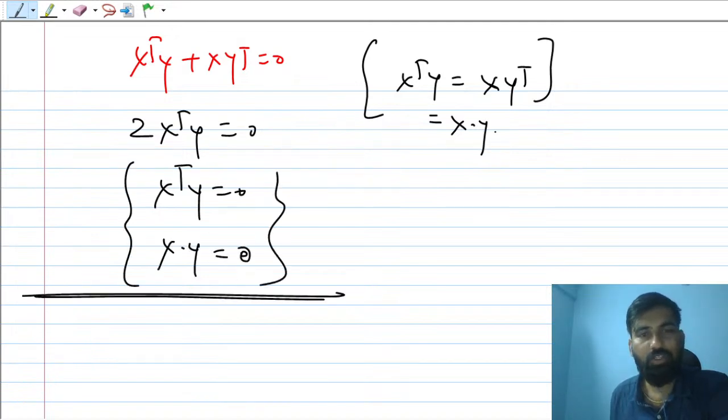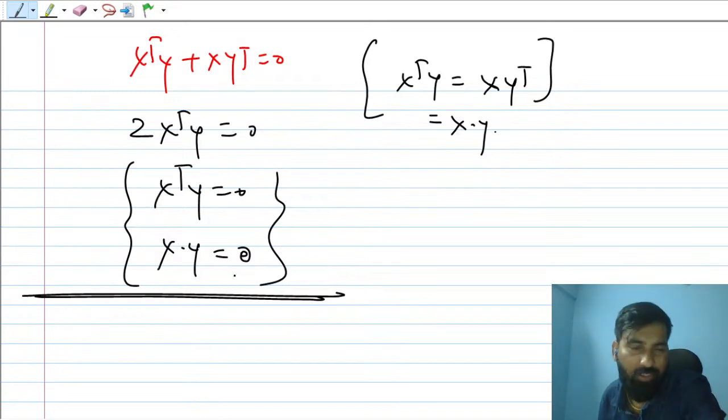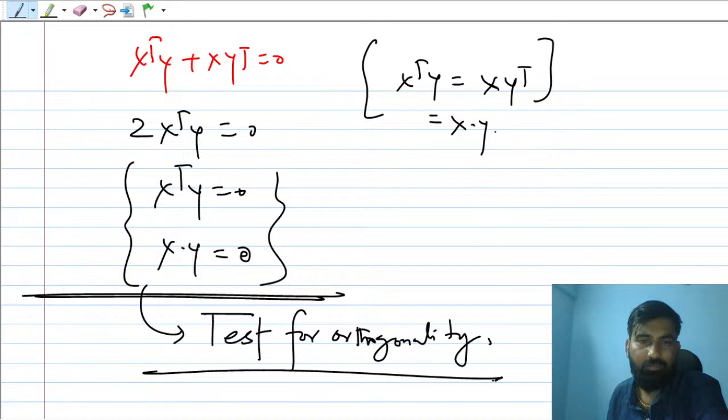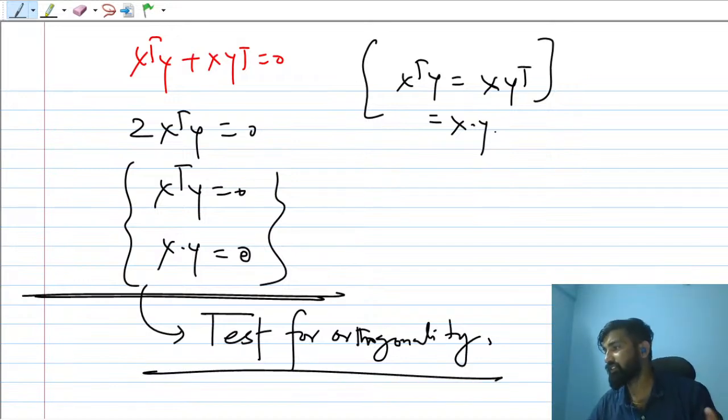If you try to find the dot product of two vectors and it happens to be 0, then you should be able to claim that this is the test for orthogonality. Please keep this in mind. This is very important.